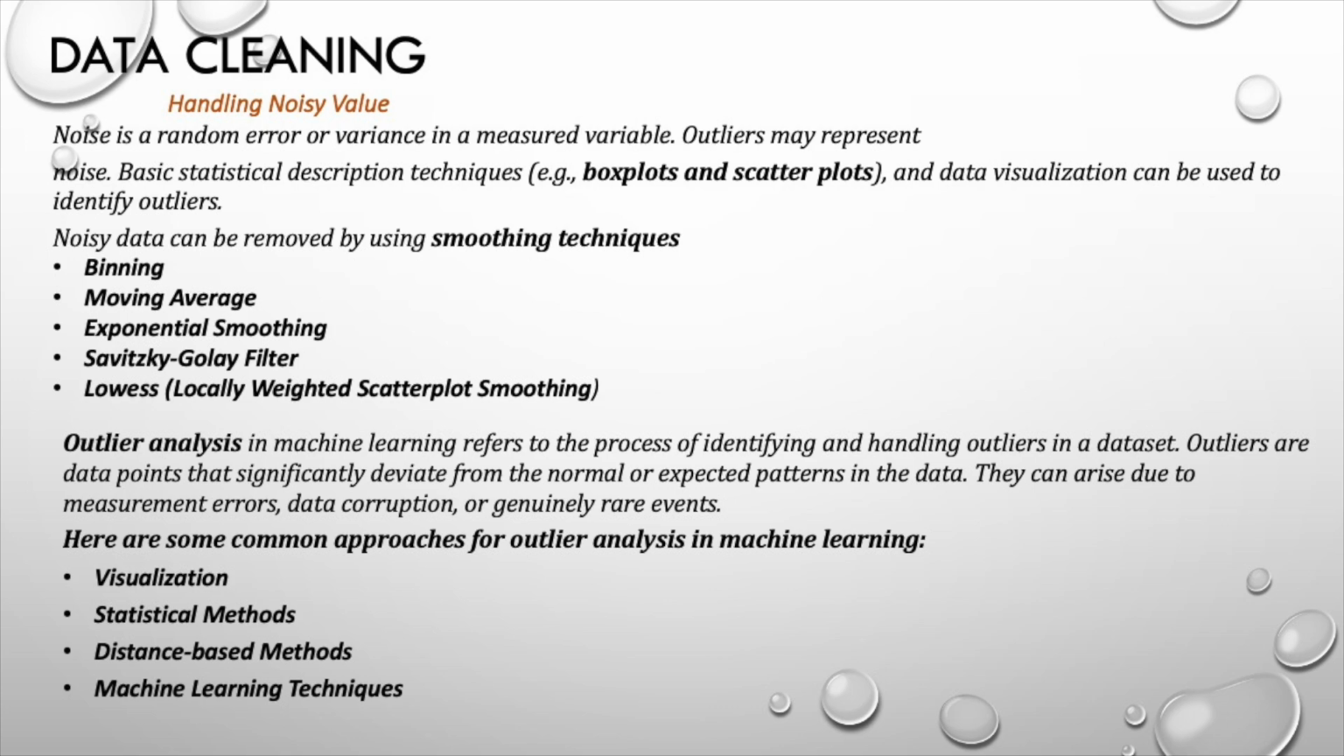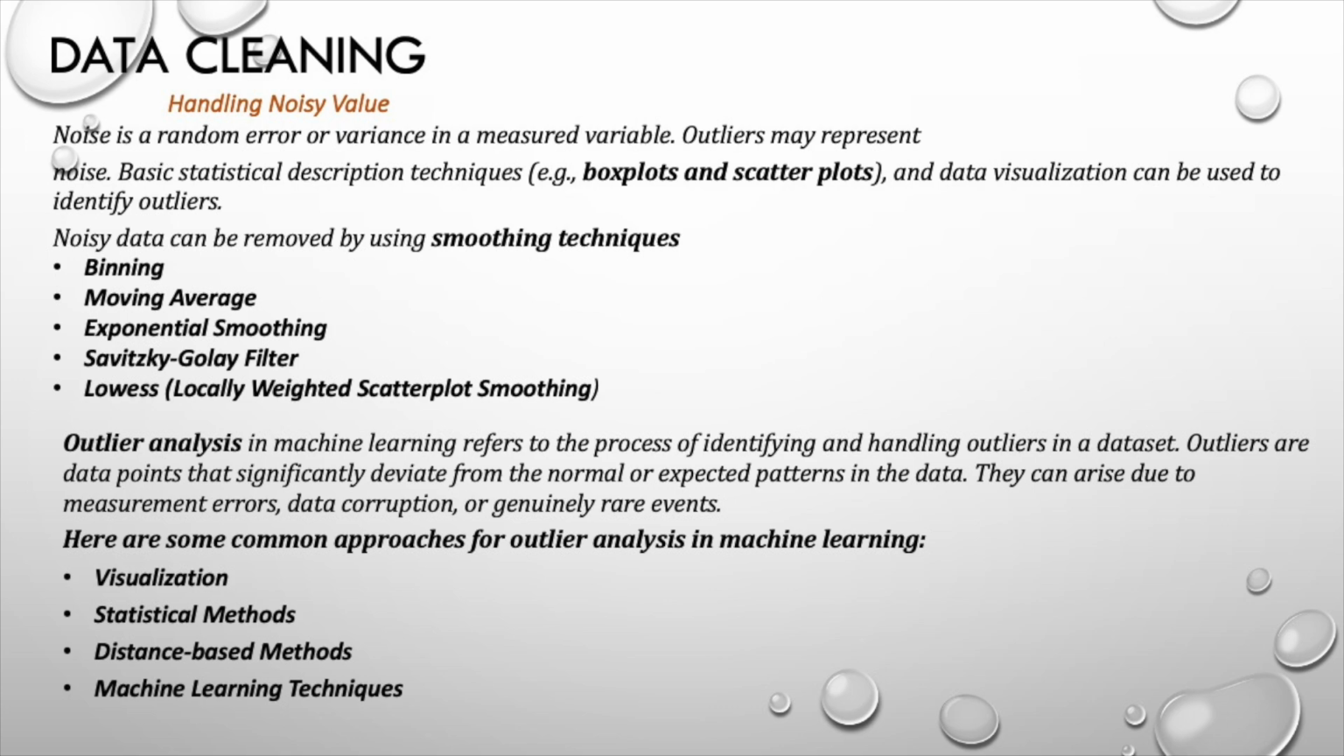Outlier analysis. Outlier analysis in machine learning refers to the process of identifying and handling outliers in a dataset. Outliers are data points that significantly deviate from the normal or expected patterns in the data. They can arise due to measurement errors, data corruption, or genuinely rare events. Detecting and handling outliers is important because they can have a significant impact on statistical analysis and machine learning models. Outliers can distort the data distribution, affect parameter estimates, and introduce bias in model predictions. Therefore, it is necessary to identify and handle outliers appropriately.